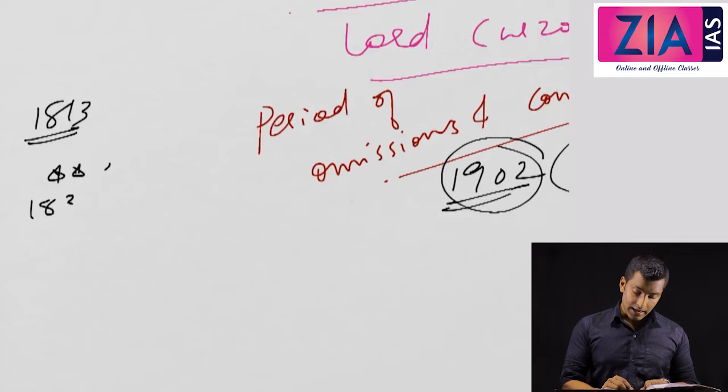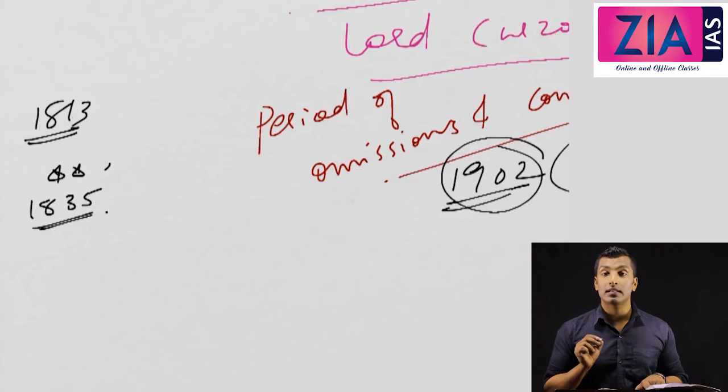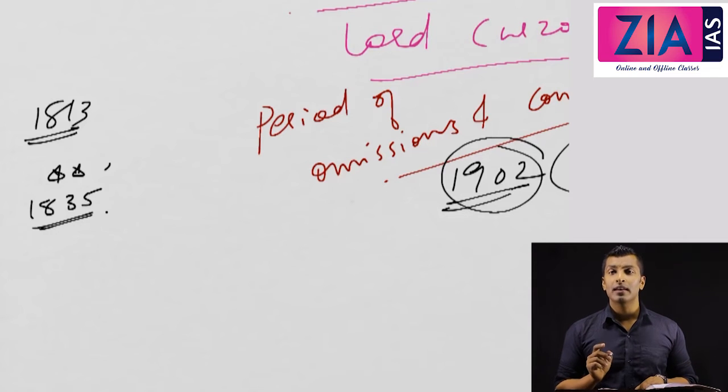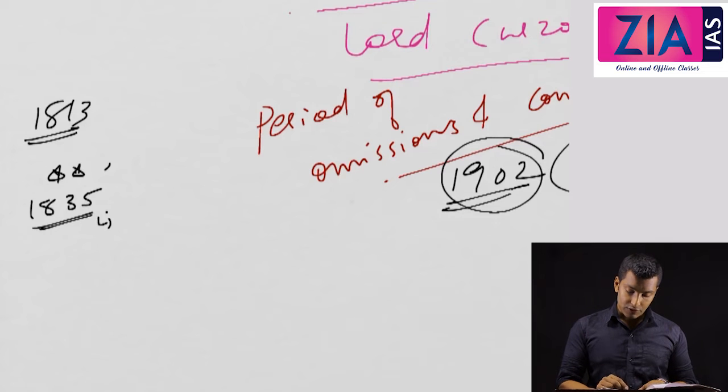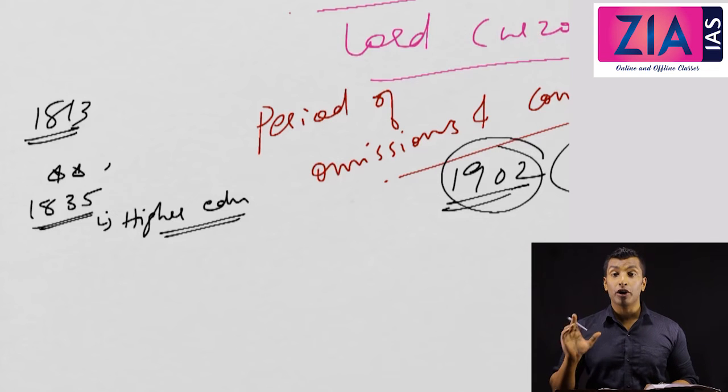In 1835 we have the Macaulay Minute. What was it? They gave importance to higher education, but not for everyone. A minority of Indians were going to get education in the English model and in English medium. We discussed this in detail, and we discussed the problem also.